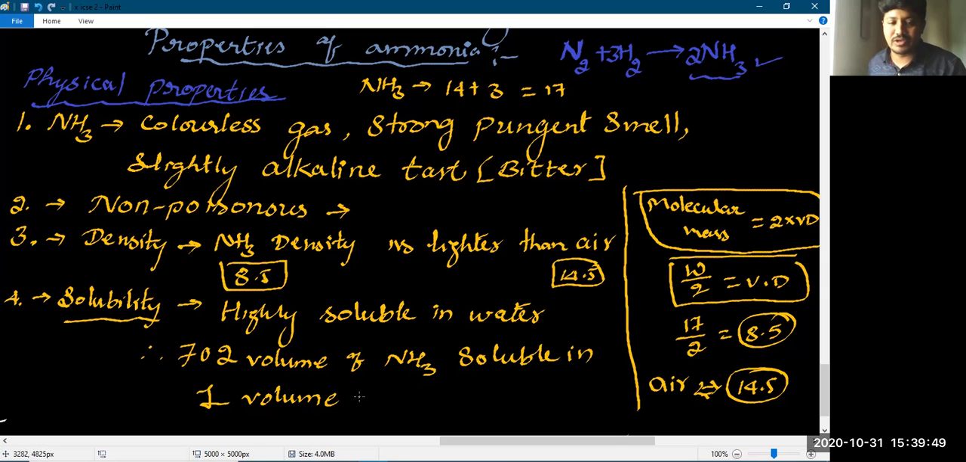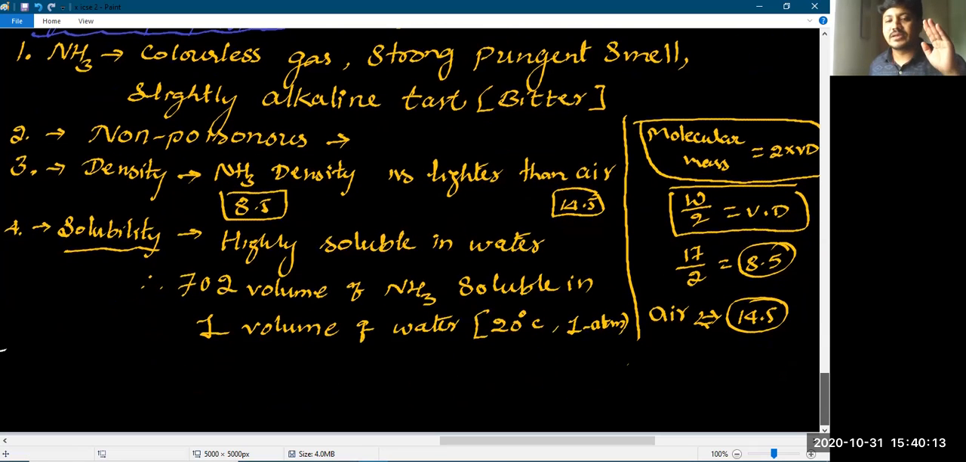At what condition? At a given temperature and pressure: around 20 degrees centigrade and 1 atmospheric pressure. You should remember that. So this is about the solubility. Ammonia gas is more soluble than hydrogen chloride also. 702 volumes of ammonia can dissolve in 1 volume of water at 20 degrees temperature at a pressure of 1 atmosphere.